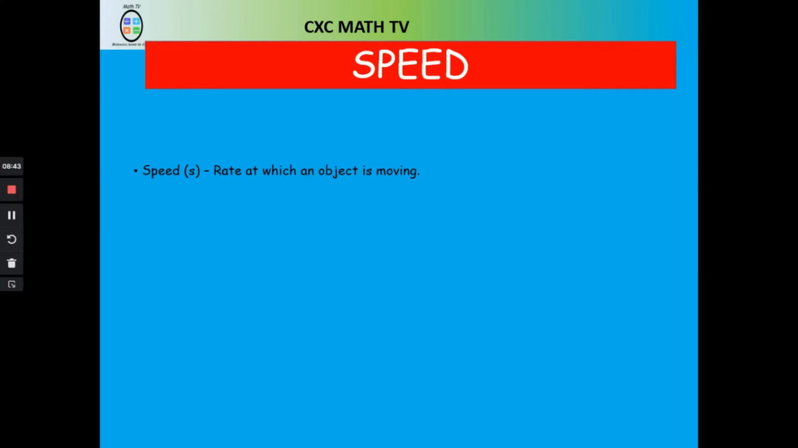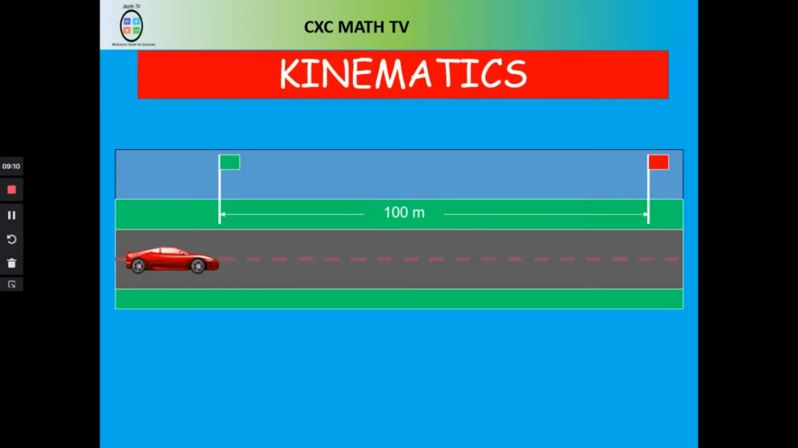The next thing to talk about is speed. Now, speed is just the rate at which an object is moving. So, in other words, it's distance divided by time. Speed is what? Distance divided by time. Sometimes you'll see them use the letter V. So V is equal to distance divided by time. And oftentimes, instead of D, they'll use S. Likewise, speed does not depend on direction.